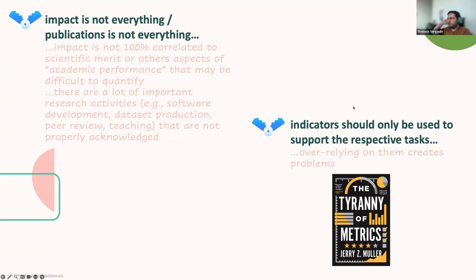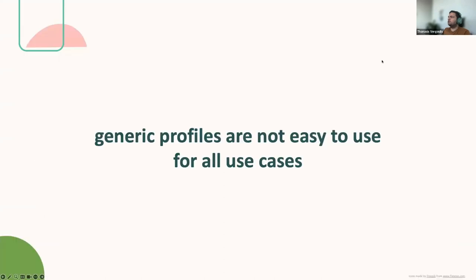And finally, you should always keep in mind that you should not over-rely on indicators, because when people do this, we know that a lot of problems can occur. If you are interested to learn more about the types of problems, not only in academia, but also in other domains, I strongly suggest that you read this book, The Tyranny of Metrics. It includes a lot of examples where the use of indicators for assessment created problems.